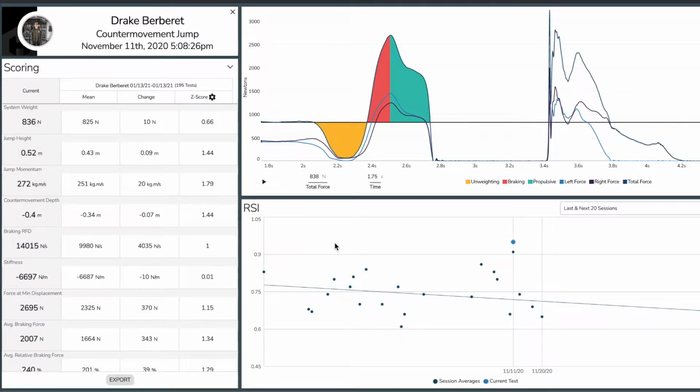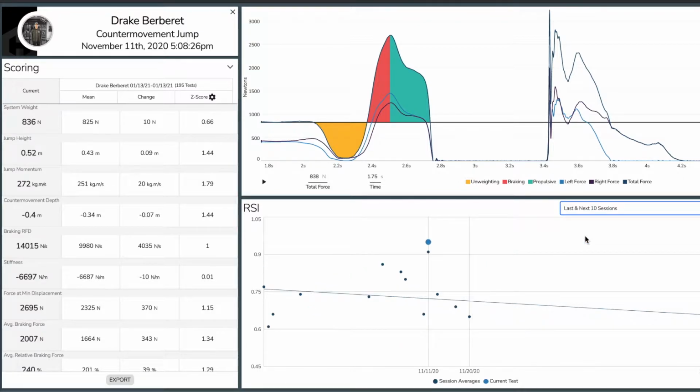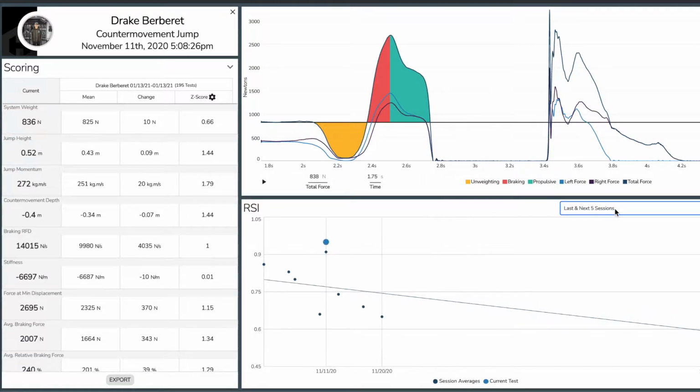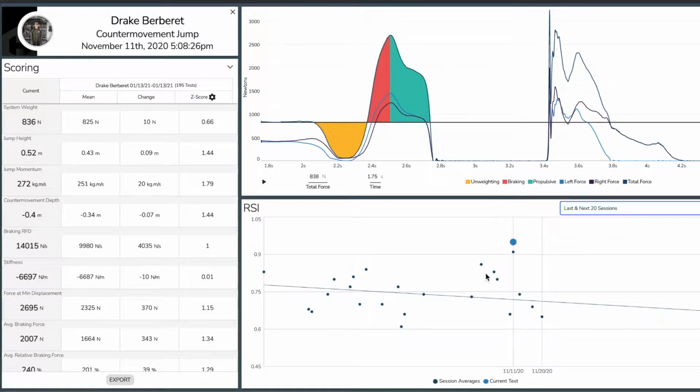Over here, we have a key metric. You can change this in the settings. This is usually jump height, modified RSI, jump momentum, whatever you want to make it. And then right here you can compare whatever your comparison. This will change here. So this will be the 10 sessions, 5 sessions, and then last 20 sessions.